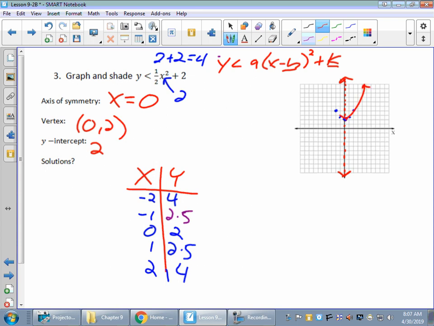Remember, it should be a little bit wider because it's a fraction. Remember that. And now we can use our test point. Can we use 0, 0? Yeah, because 0, 0 is not on that line, on that parabola. So we can go ahead and use 0, 0.